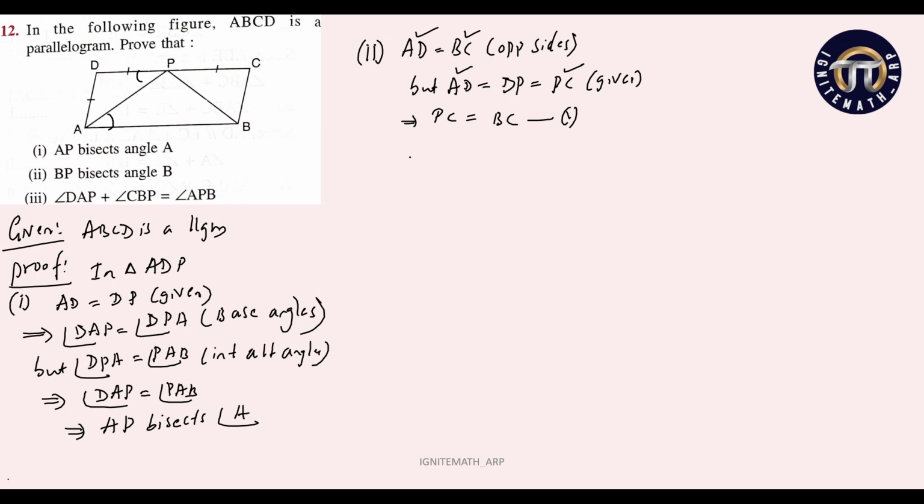Now we have to prove that BP bisects angle B. So that implies in triangle BPC, angle CPB is equal to CBP. Okay, they are nothing but the base angles.